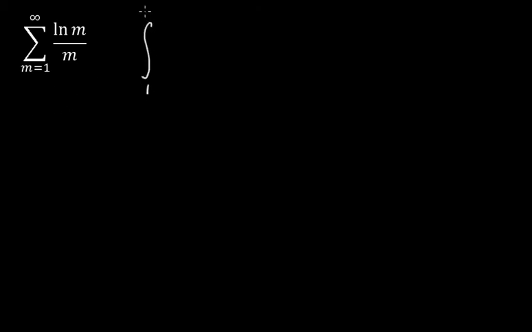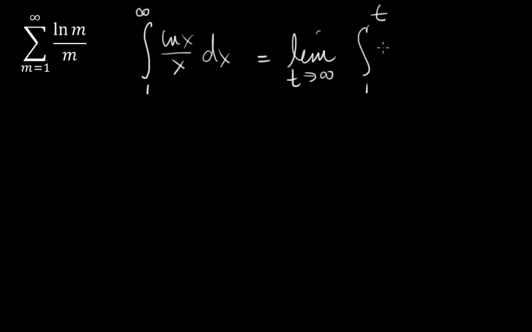So I'm going to look at the integral from 1 to infinity of natural log x over x dx. We know that this is a positive function. It is going towards 0 because it's a natural log over x. It's continuous, so it satisfies the requirements needed to use the integral test. So we say, well, this is the limit as t approaches infinity of the integral from 1 to t of natural log x times 1 over x dx, u du.